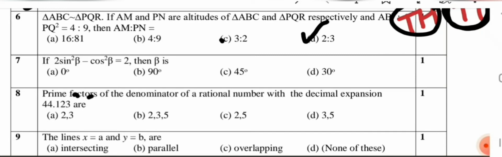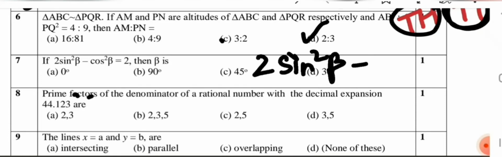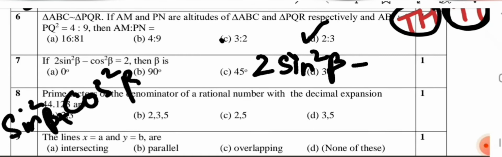Now next question. If 2 sine square beta minus cos square beta is 2, then find beta. So like theta, they have used here the term beta. Now let us first simplify this equation. 2 sine square beta minus cos square beta. Now we know that sine square beta plus cos square beta is 1. Now how can we write cos square beta?